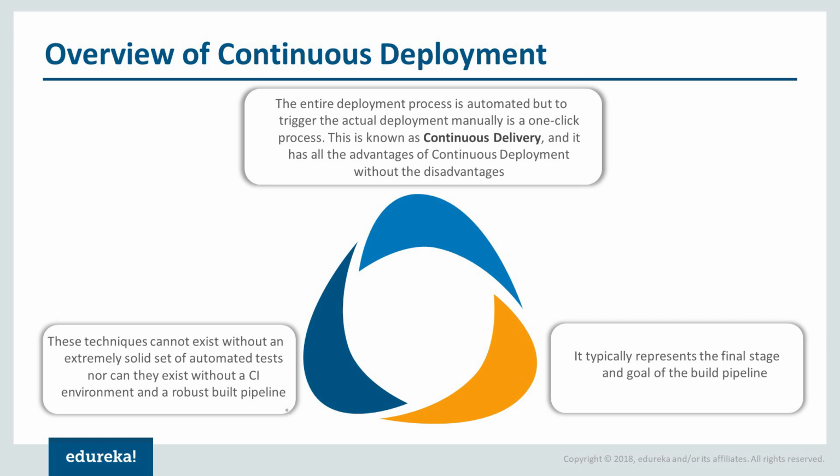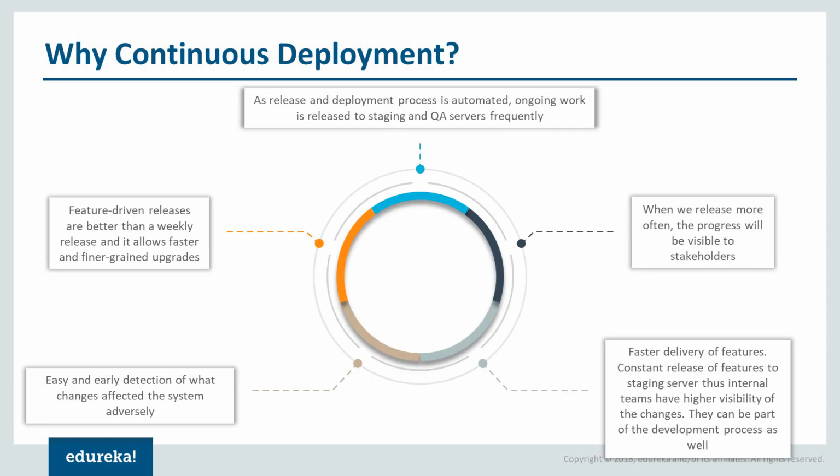Now, delivery typically represents the final stage and the goal of the build pipeline. So the culmination of your pipeline step or the overall job would be to eventually deploy your code into some app server. Now, why continuous deployment? As releases and the deployment process are automated, ongoing work is released to staging and QA servers frequently. When we release more often, the progress will be visible to the stakeholders. Faster delivery of features, constant release of features to staging servers, thus internal teams have higher visibility of the changes. They can be part of the development process as well. So this brings more transparency across different teams.